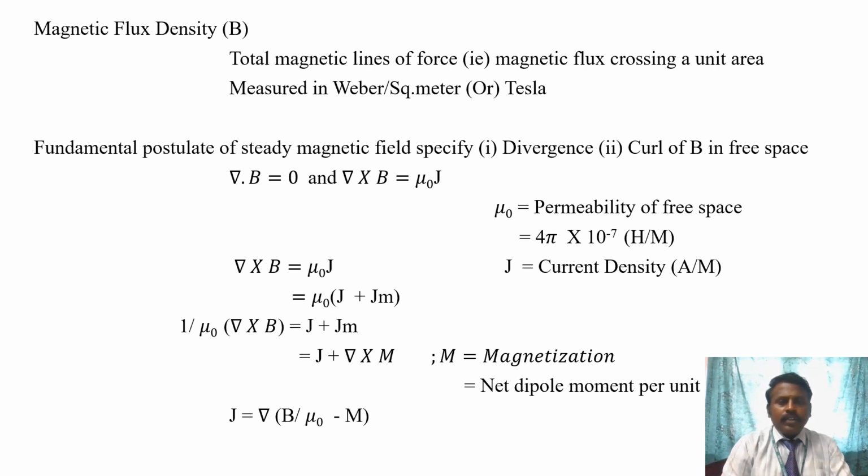And del cross B equal to mu naught into J, we can rewrite J as J plus Jm. So 1 by mu naught del cross B equal to J plus Jm, and we can rewrite this in terms of magnetization: J plus del cross M, where M is the magnetization, that is the net dipole moment per unit volume. So J equal to del cross of (B divided by mu naught minus M). So we can rewrite the basic postulates related to divergence and curl.